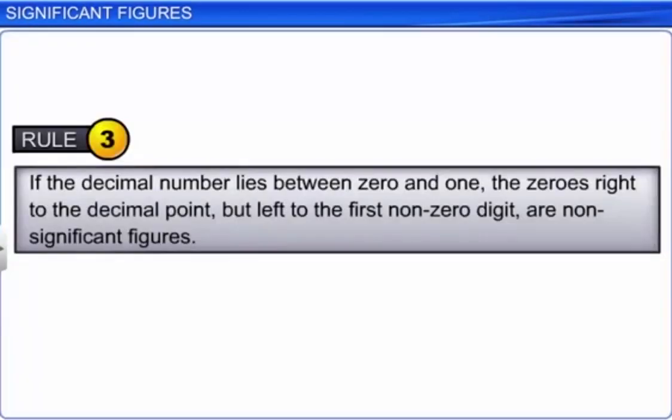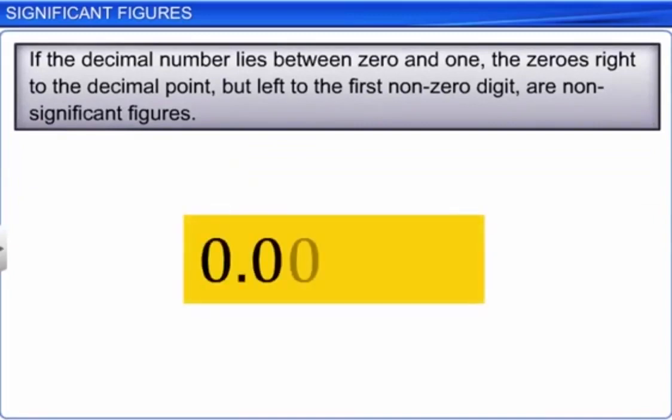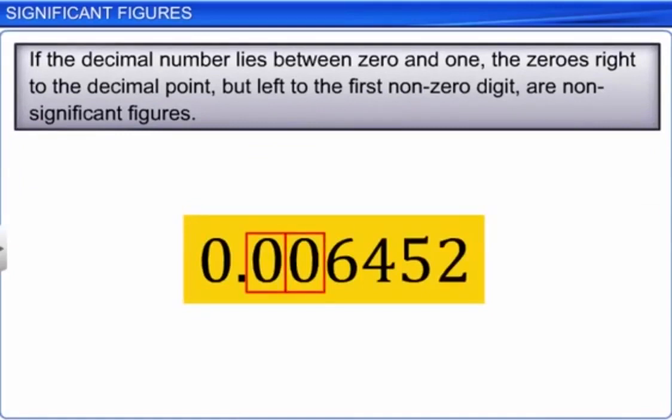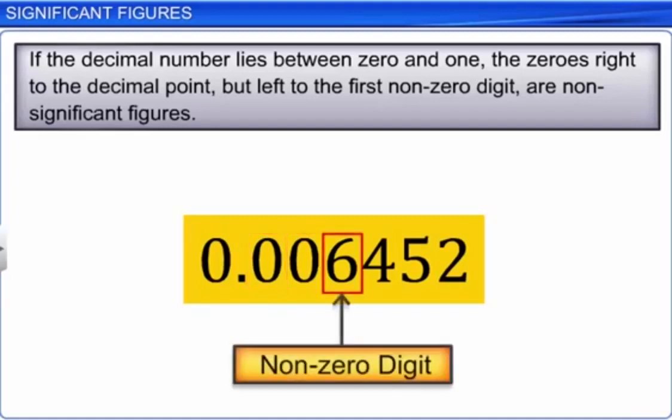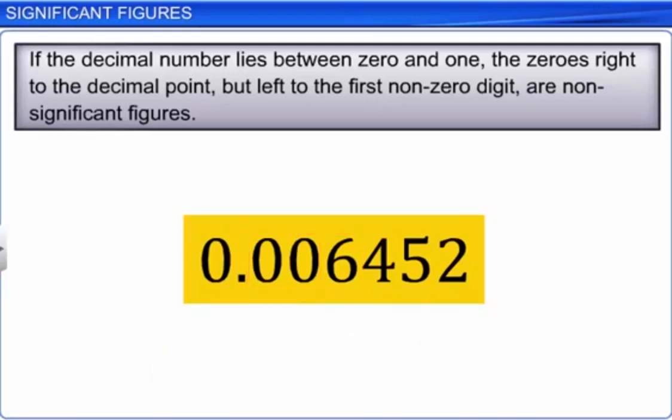The third rule says that in any measurement, if the decimal number lies between 0 and 1, the zeros to the right of the decimal point, but left to the first non-zero digit are non-significant figures. Consider any number. Say 0.006452. Observe that there are 2 zeros between the decimal point and the first non-zero digit, that is 6. These zeros are non-significant figures. Hence, the significant figures in this number are 6, 4, 5, and 2. Therefore, the number of significant figures is 4.